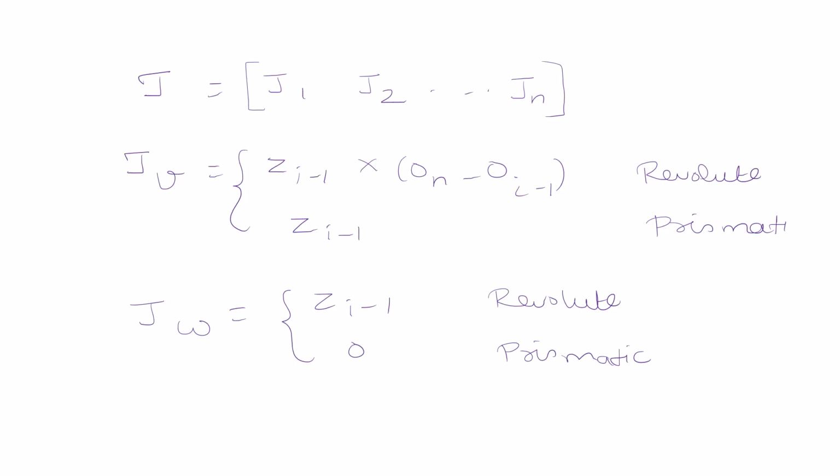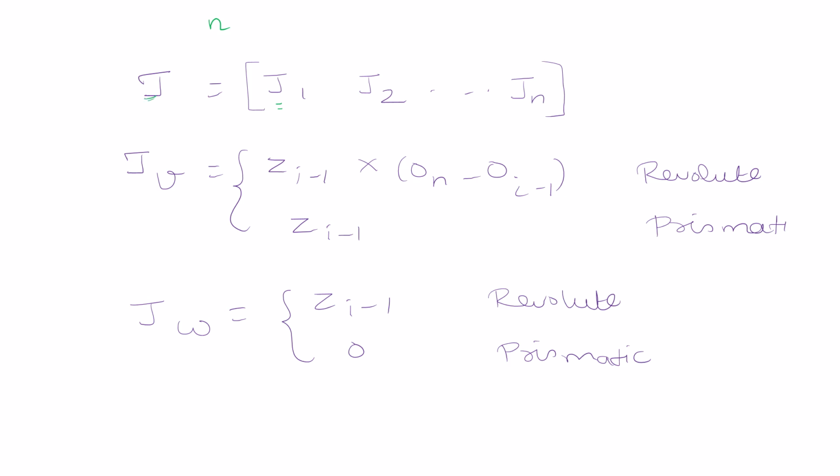So in this session, we are going to discuss how to derive the Jacobian of an RP manipulator. We are going to use the formula method for deriving the Jacobian. So J is equal to J1, J2, etc. up to Jn. If you have n joints, then this is the generalized form of your Jacobian matrix, and each column corresponds to each joint in the manipulator, right?